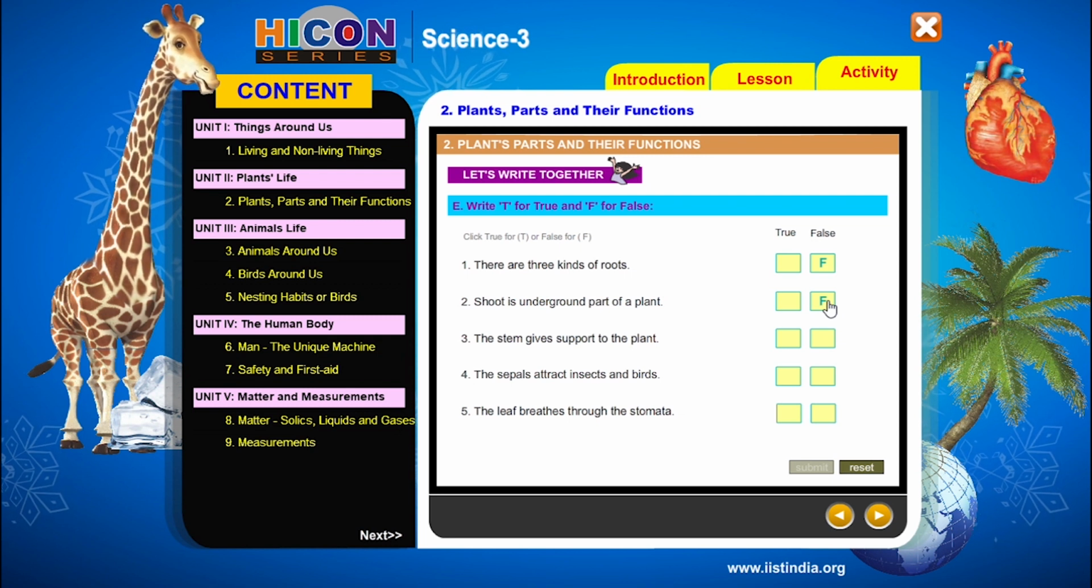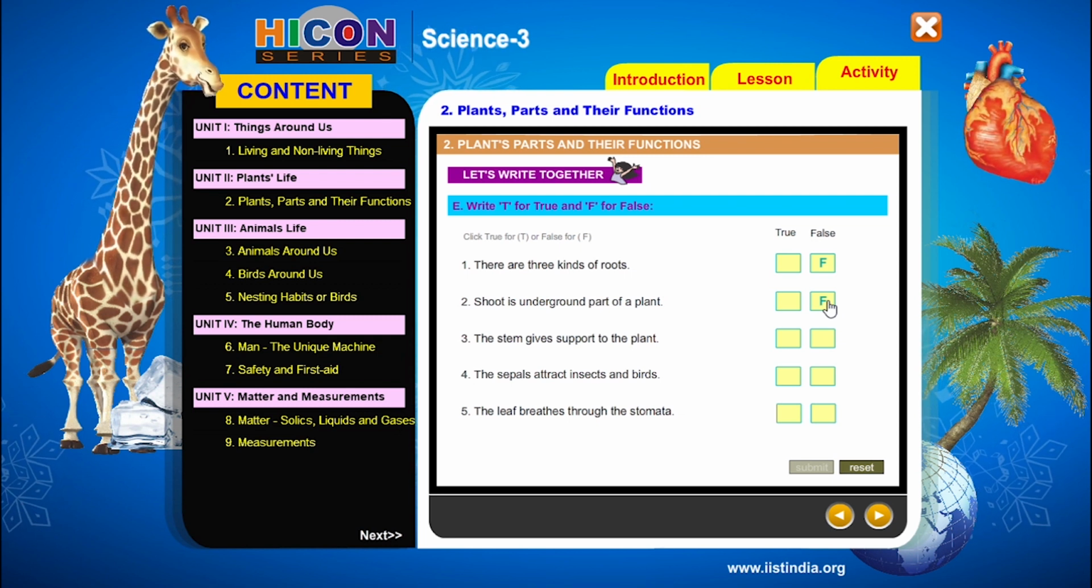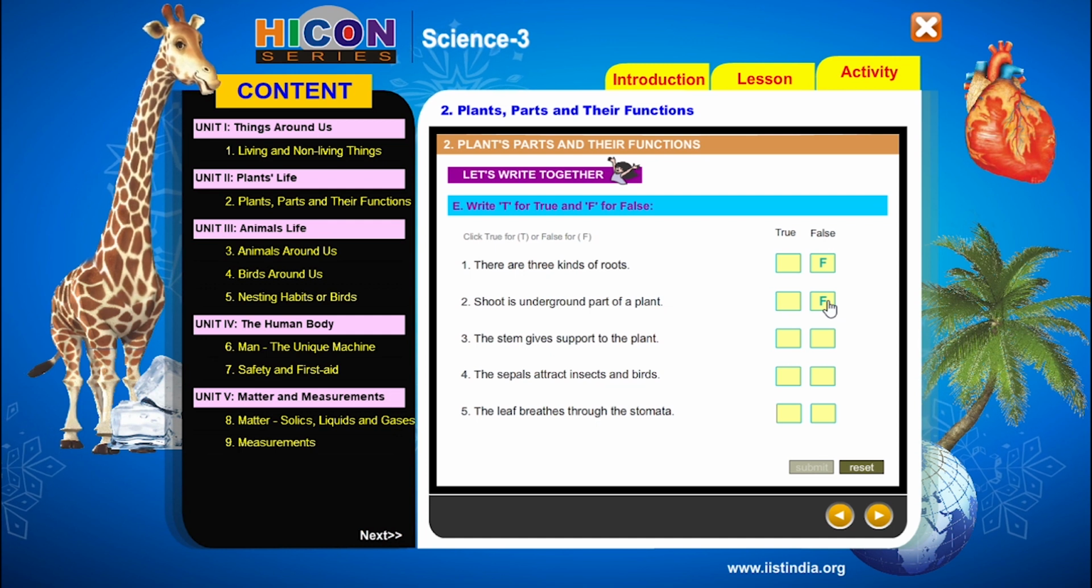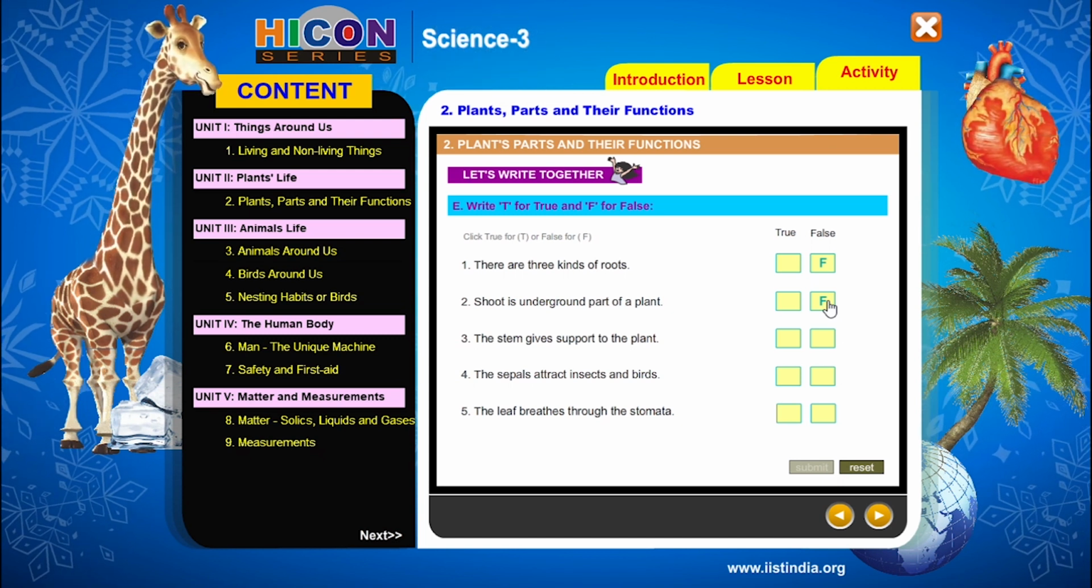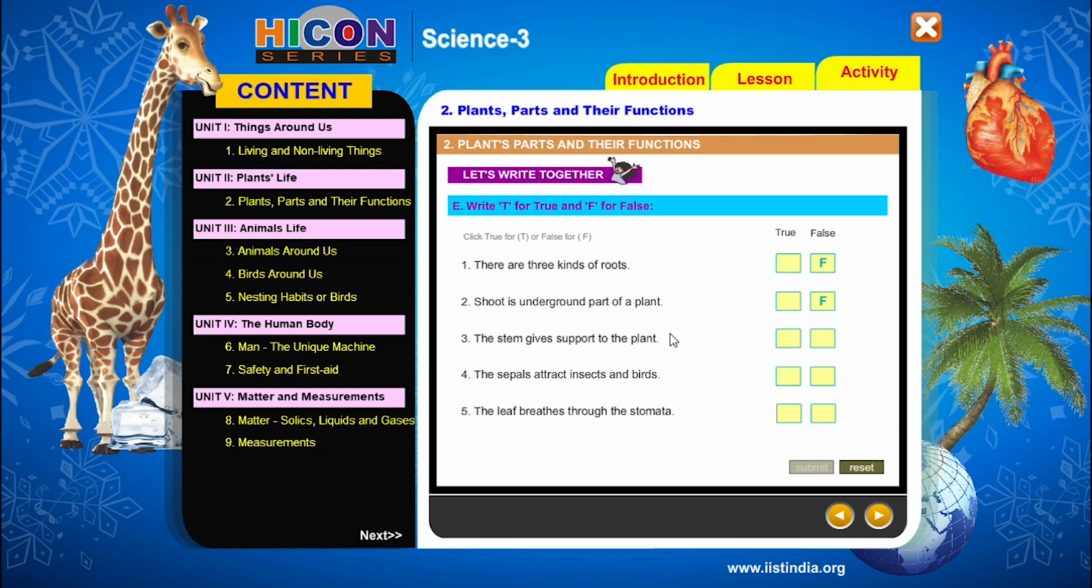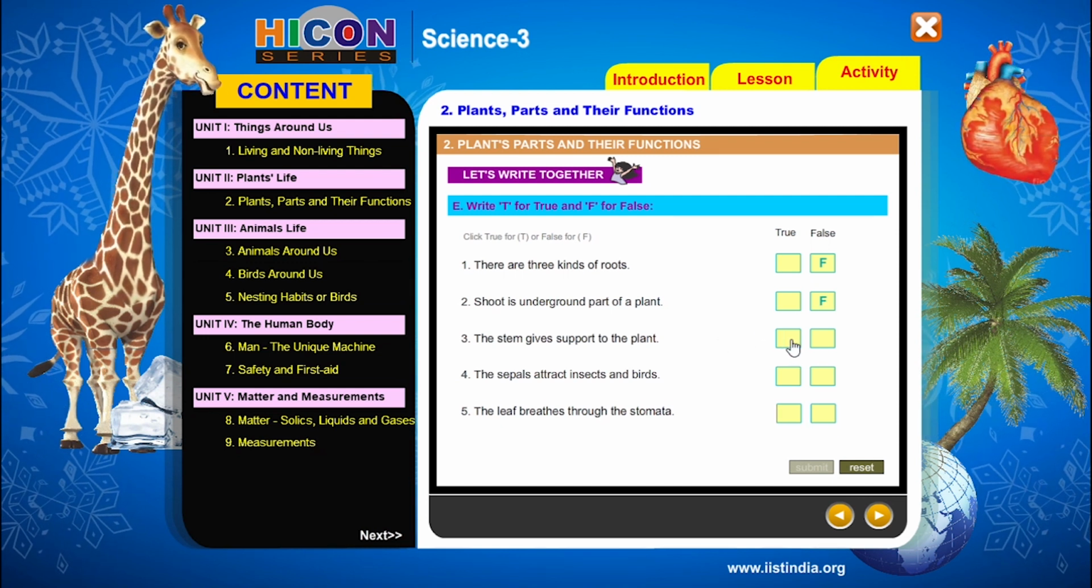Read the third sentence: the stem gives support to the plant. Children, is it correct? Yes. The stem will hold the tree upright and prevent the tree from bending during strong winds and cyclone times, and also it gives support for the weight of the branches. So the third sentence is correct, that is true. Write T in the box.